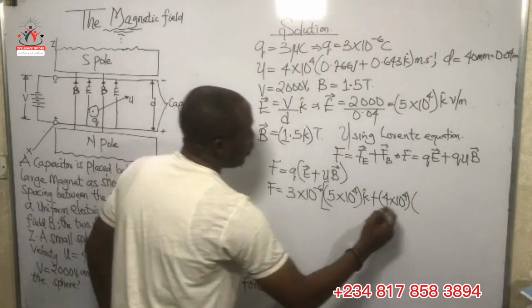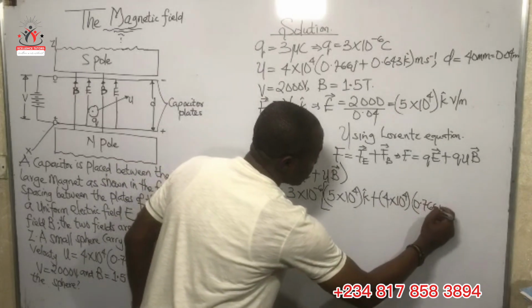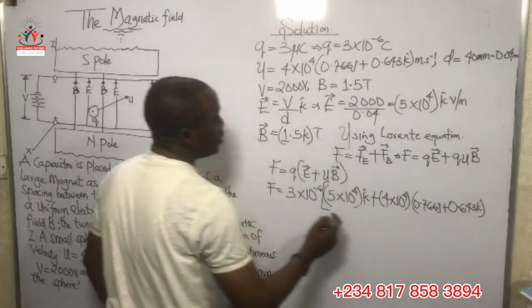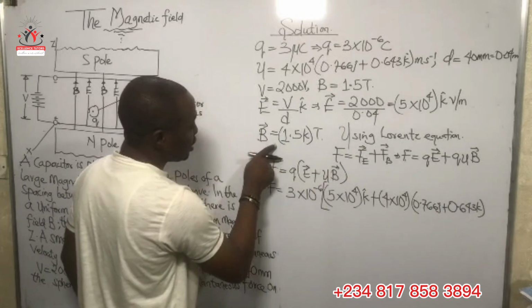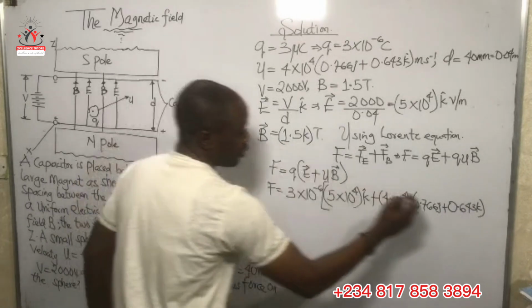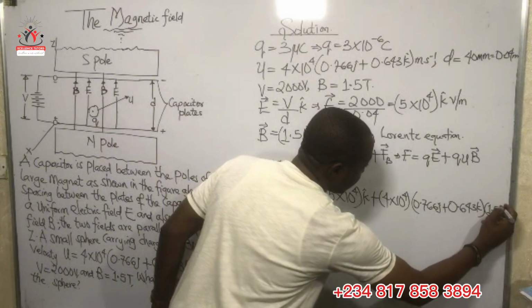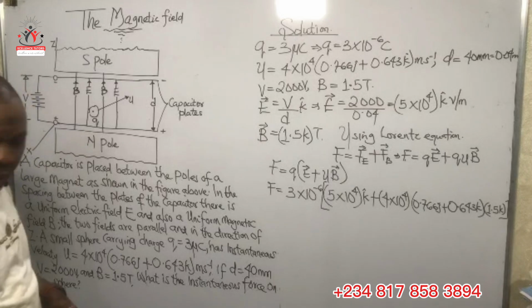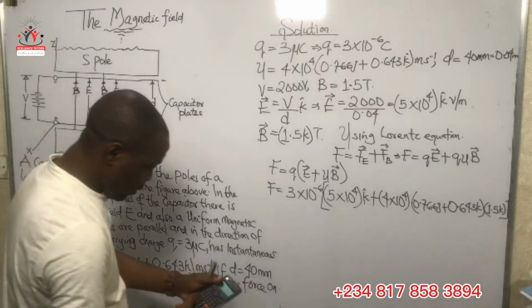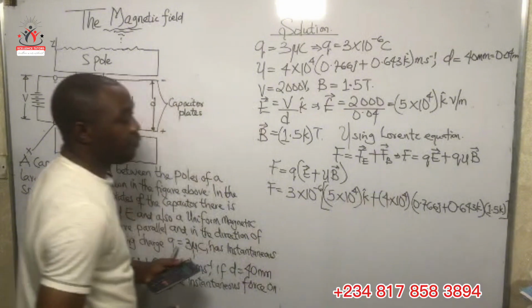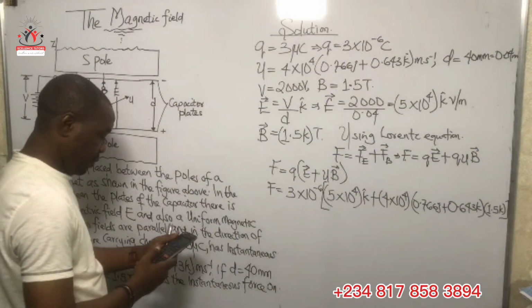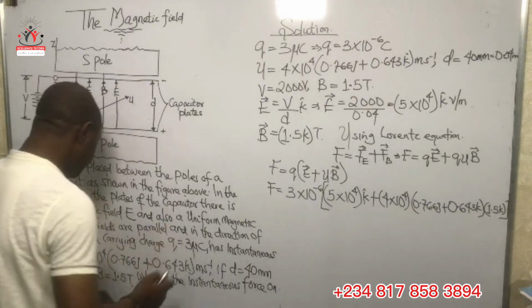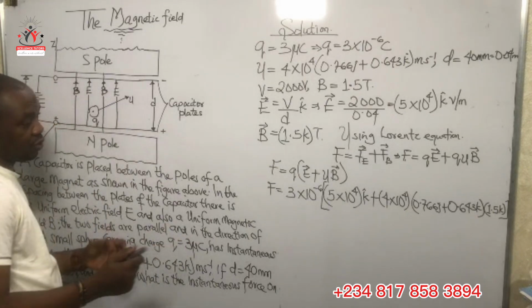Then open parenthesis 0.766J plus 0.643K. Then we multiply by the magnetic field vector, which is 1.5K, and close the parenthesis. Now let's get the value of 4 times 10 raised to the power of 4 multiplied by 1.5K. That will be 60,000, which is 6 times 10 raised to the power of 4 K.